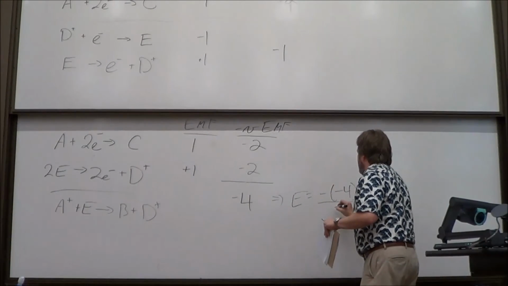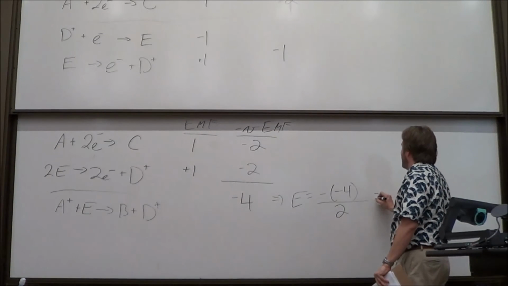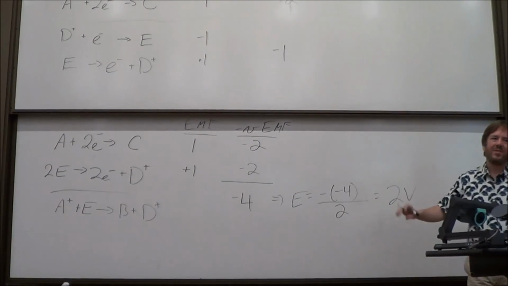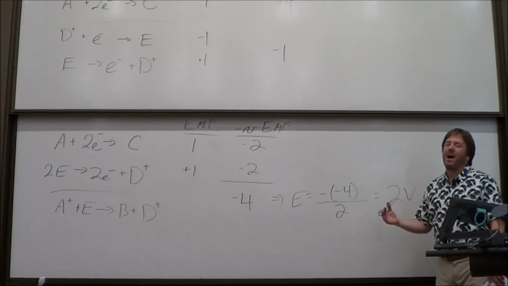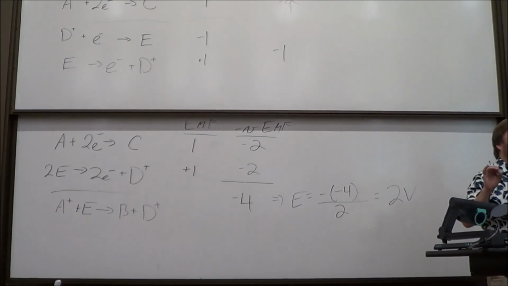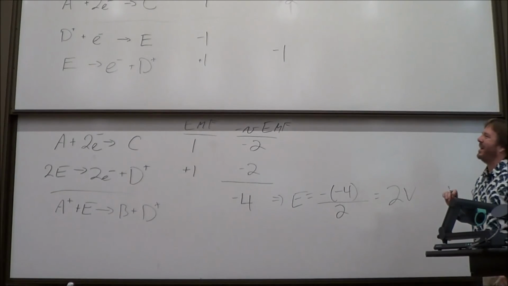I'm not writing down the equation. Divide by the number of electrons, 2. Right, it's the loser. It doesn't produce as much positive voltage. This is not as thermodynamically downhill as the other one.